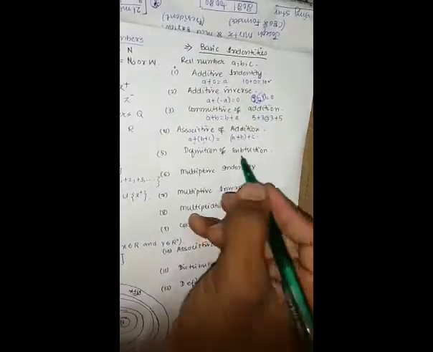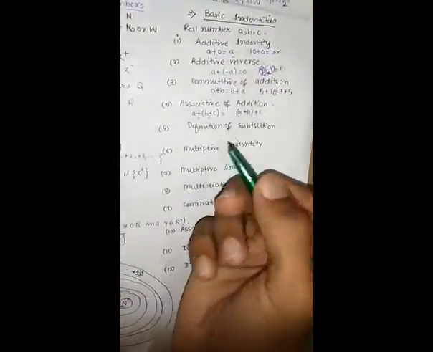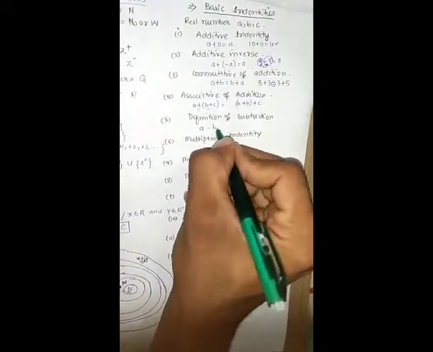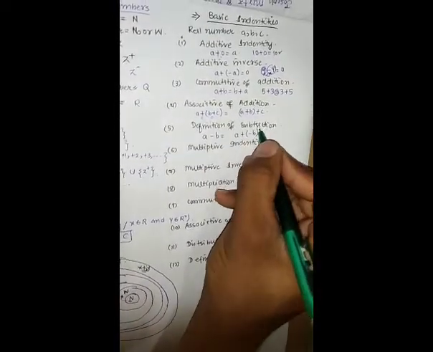What is the definition of subtraction? The definition of subtraction is also addition. Subtraction is also addition, so we can also write this equation like this, because subtraction is nothing but the opposite of addition.